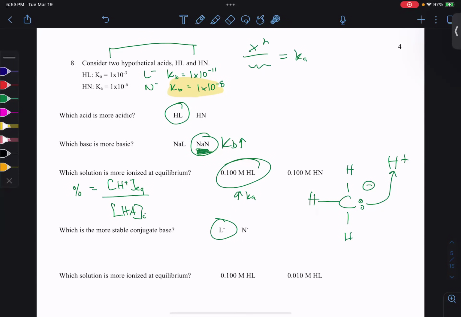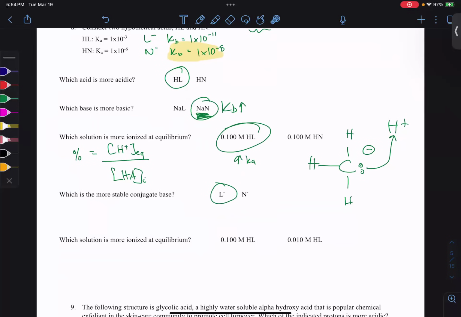But if you have a conjugate base that's really stable, it's not going to act as a base. It doesn't need an H plus. So in this case, L minus is the stable conjugate base because NaL is the less basic thing.